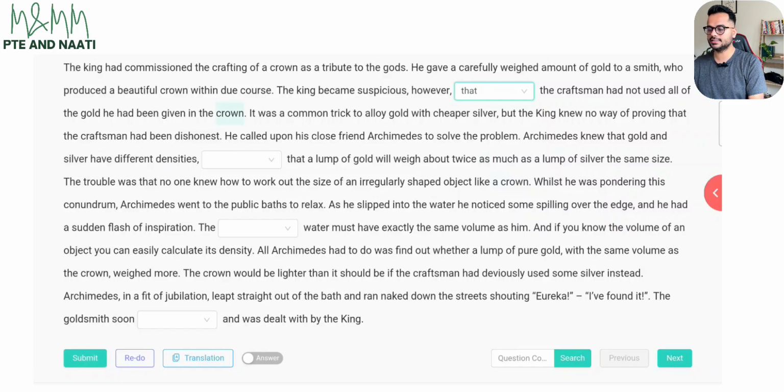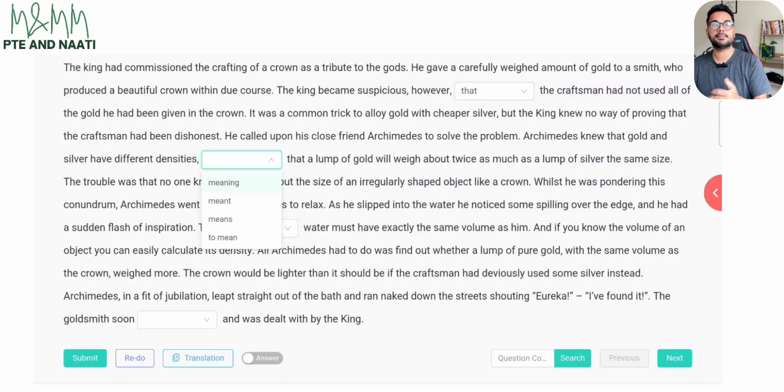Next, I'll skip over the sentences and we'll look at blank number 2, which is Archimedes knew that gold and silver have different densities. So they said a statement. They knew that gold and silver have different densities. Dash, that a lump of gold will weigh about twice as much as a lump of silver the same size. So they have given us a fact and then explained that gold and silver have different densities. Obviously they have explained, that means another linking word has to be there. They have given us 4 options: meaning, meant, means, or to mean. All are the same word, just different forms.